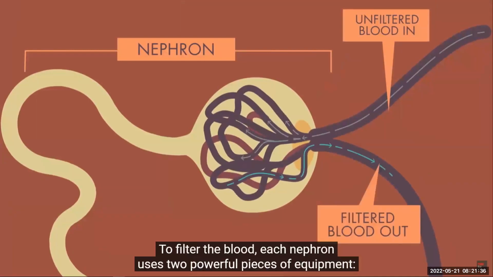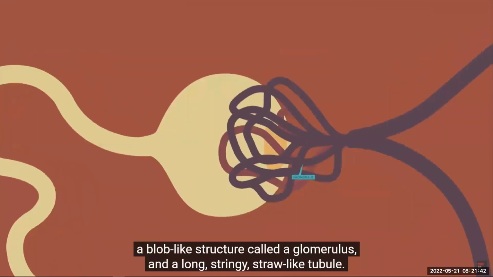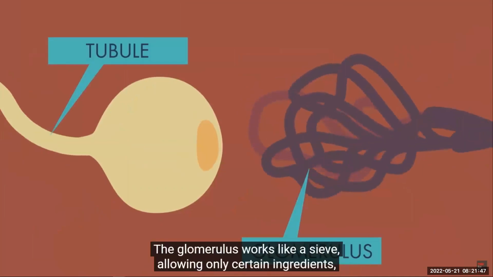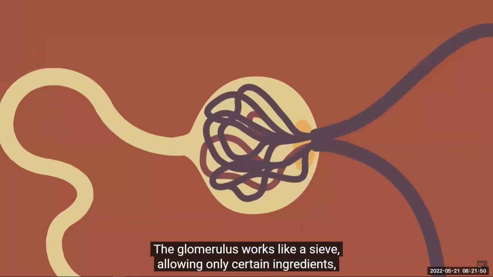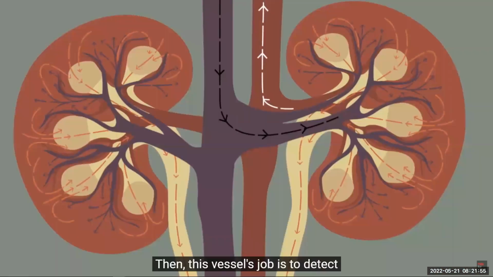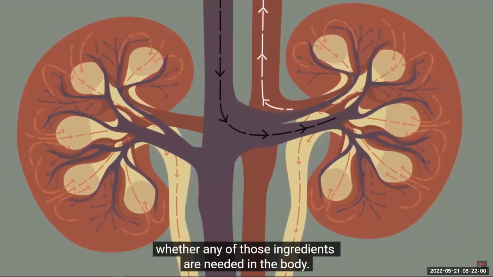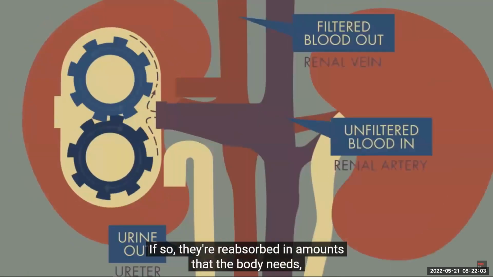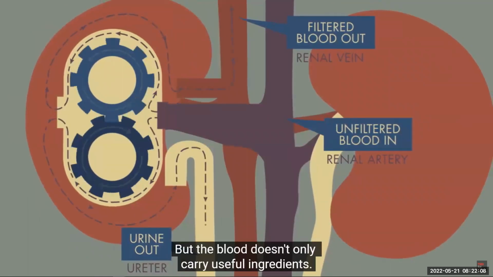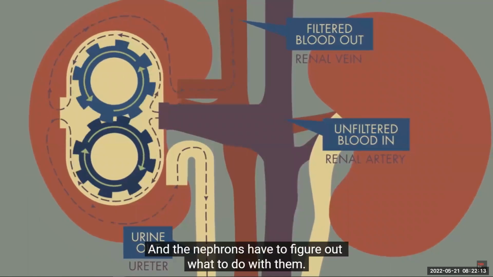To filter the blood, each nephron uses two powerful pieces of equipment, a blob-like structure called a glomerulus, and a long stringy straw-like tubule. The glomerulus works like a sieve, allowing only certain ingredients, such as vitamins and minerals, to pass into the tubule. Then, this vessel's job is to detect whether any of those ingredients are needed in the body. If so, they're reabsorbed in amounts that the body needs so they can circulate in the blood again. But the blood doesn't only carry useful ingredients. It contains waste products too, and the nephrons have to figure out what to do with them.